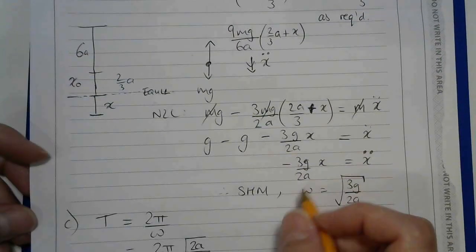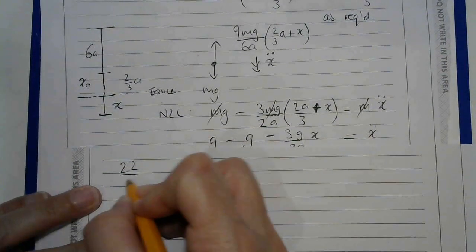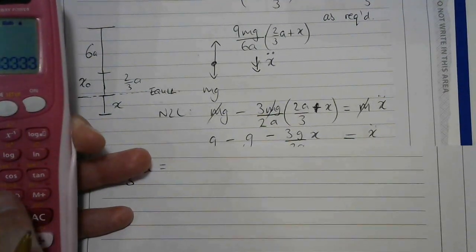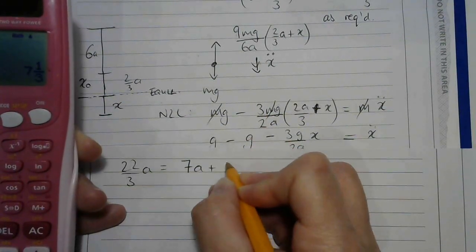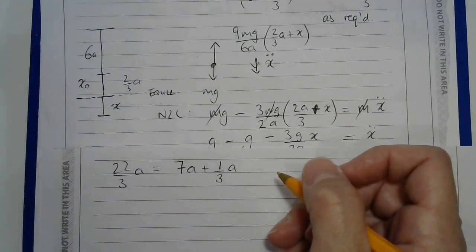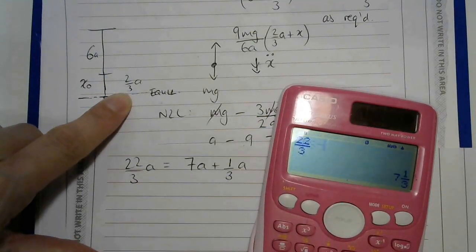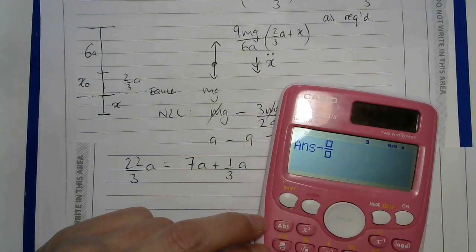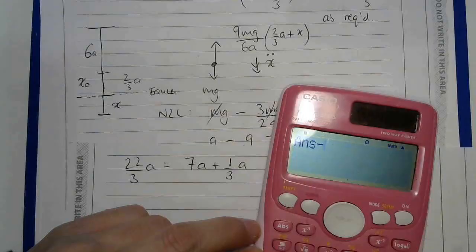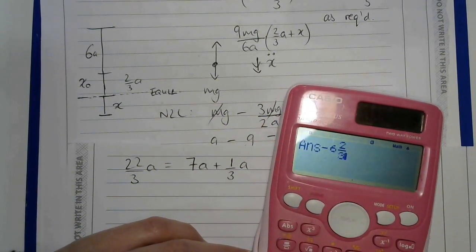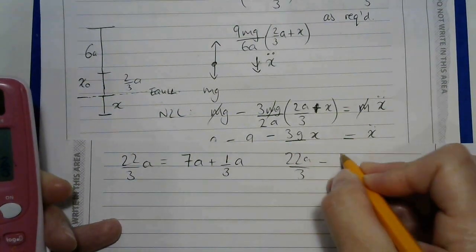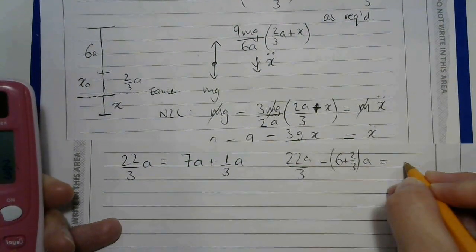So 22/3 A, let's see what that means. 22/3 A means we've got 7A and a third A. So if we look at what this means in terms of what x would be, 22/3 minus 6 and 2/3, multiplied by A, would give me 2/3 A.